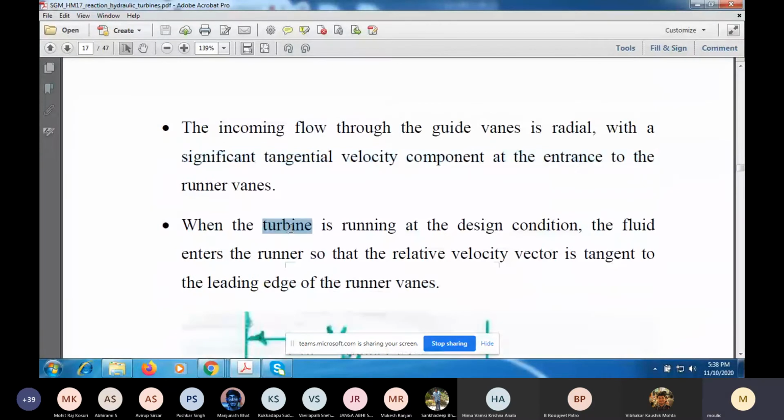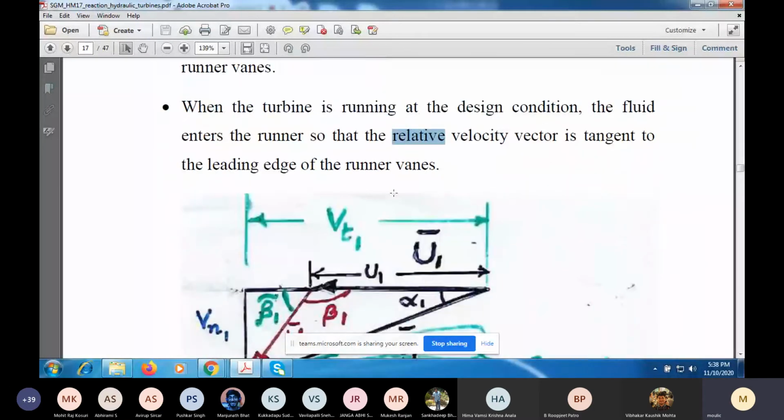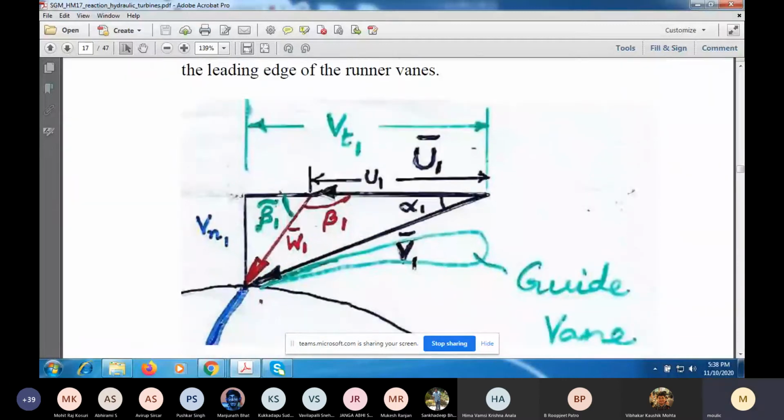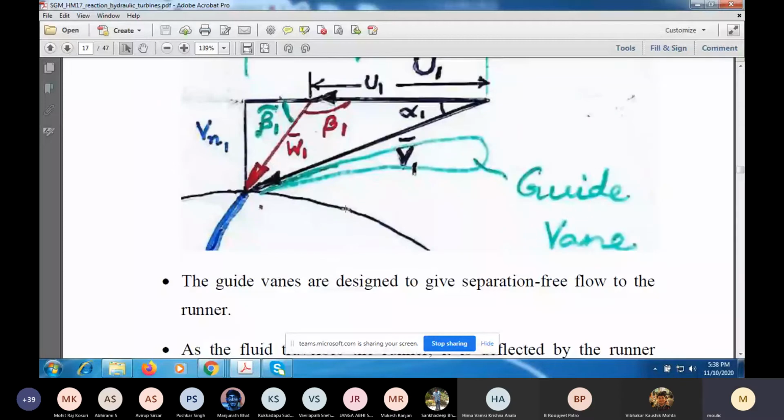Now when the turbine is running at the design condition, the velocity relative to the rotor is tangent to the blades of the runner. So this blue curve here is the blade of the runner. This is the inlet to the runner. So W1, the relative velocity at R equal to R1, will be such that this angle beta 1 is 180 minus the blade angle at R1. Of course, when it is running in off design condition, the W1 vector may not be as shown in this figure. So the guide vanes are designed to give separation free flow.